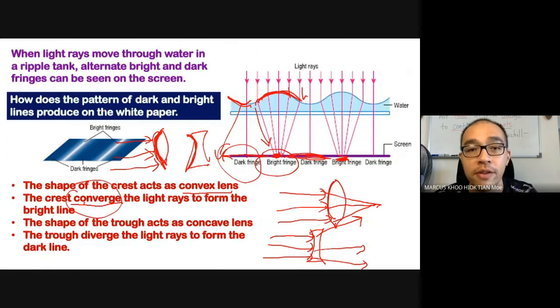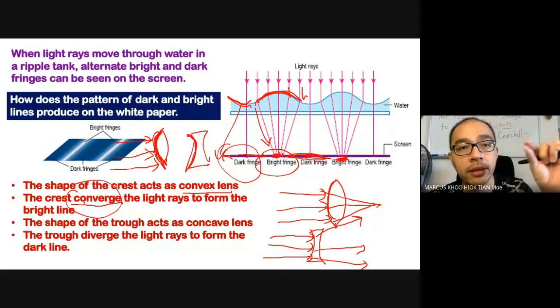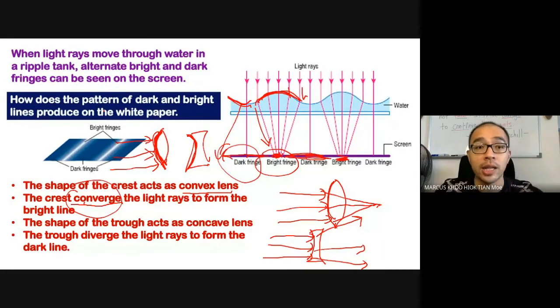The wave looks like a very normal wave. It's just that at the crest, the light converges. That's why we have a very, very thin, bright fringe, whereas the dark fringe is very tebal because the light is divergent. This is going to diverge. And we're always going to see this. Hopefully we can go back to school so that we can take a look at this.